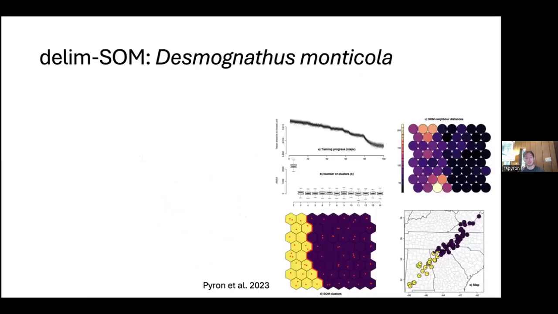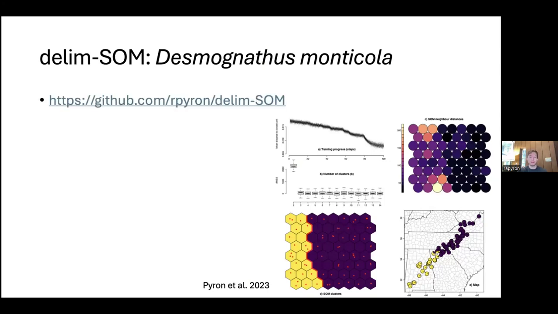that we can then test further. So I did this initially with only a single layer of genetic data in 2023. And I've implemented this in a package I'm calling Delimitation. And this was for a salamander from the eastern US called Desmognathus monticola. I realized when I was putting together this talk, probably a lot of you have never actually seen a salamander. They're pretty cool.